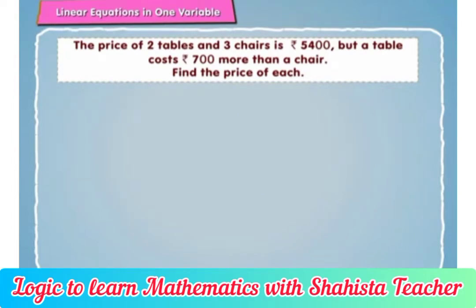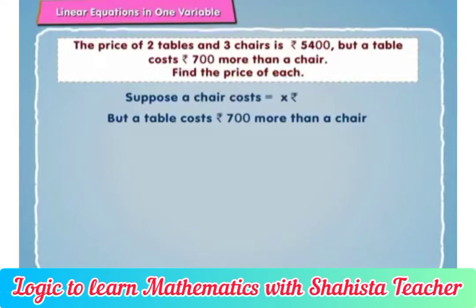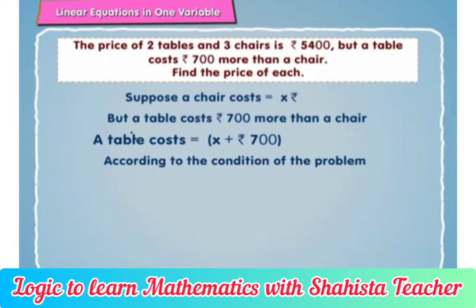The price of 2 tables and 3 chairs is 5,400 rupees, but a table costs 700 rupees more than a chair. Find the price of each. Now we are finding the price of each table and chair. Suppose a chair costs rupees x, which we don't know, but the table costs 700 more than the chair. So the table cost is equal to x plus 700.